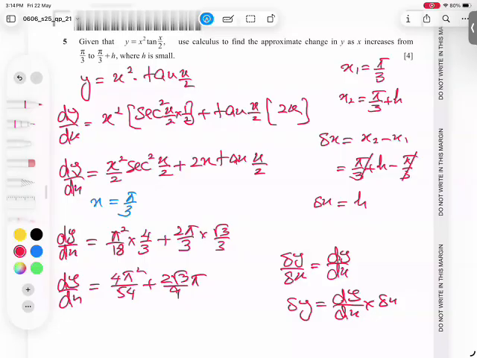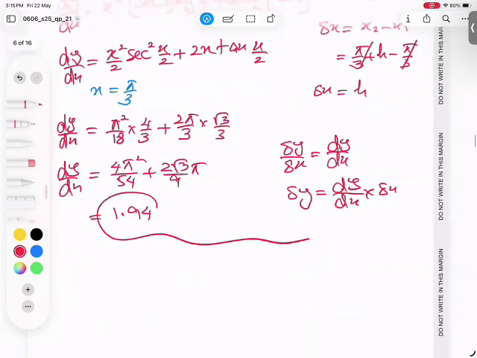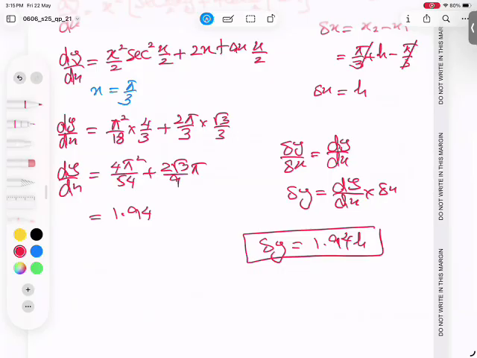So students, what to do after this? So we have to plug in this value back in the formula. So when I type in the calculator, students, I get 1.94. Okay, and this is done. So I'm going to replace this value here. So delta y is equal to 1.94, and this value is h. So Alhamdulillah Rabbil Alameen. I hope the concept of the question is completely clear.